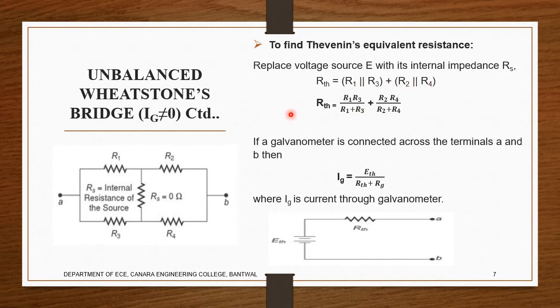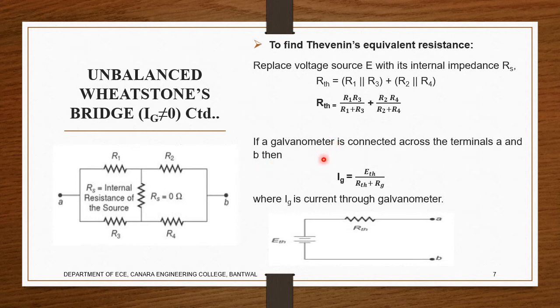We'll discuss it in the online class, and I'll go into detail about it there. Then RTH is equal to R1 parallel R3, that is R1 R3 divided by R1 plus R3, plus R2 R4 divided by R2 plus R4. This is the Thevenin resistance, and we can discuss it when solving the problem. You will have a very good idea about it.